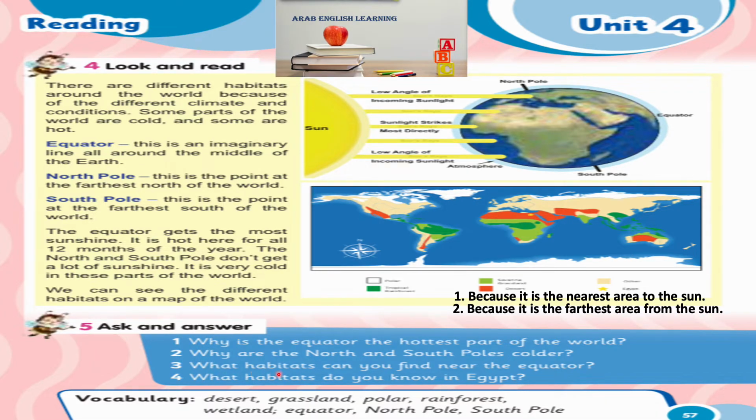3. What habitats can you find near the equator? Near the equator, there are grasslands, rainforests, and deserts. 4. What habitats do you know in Egypt? In Egypt, there are wetlands and deserts.